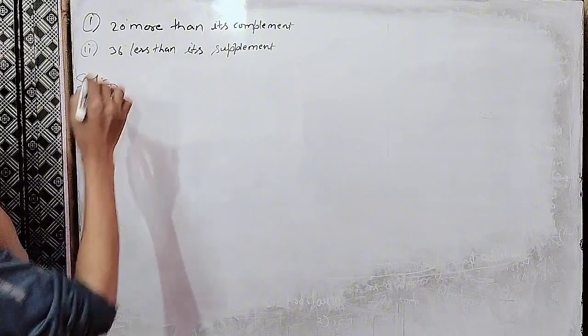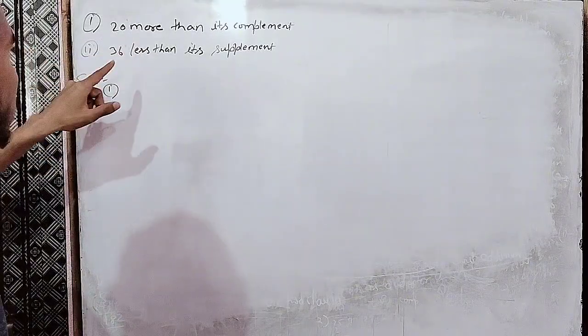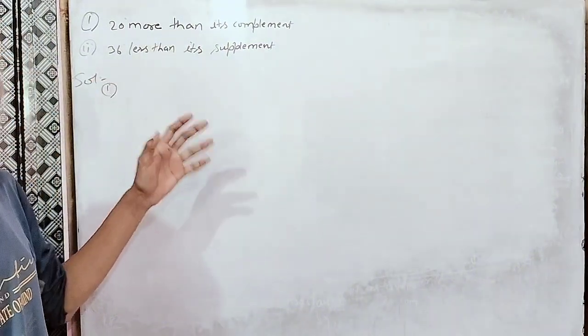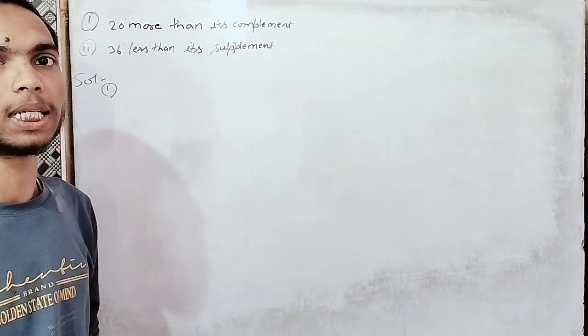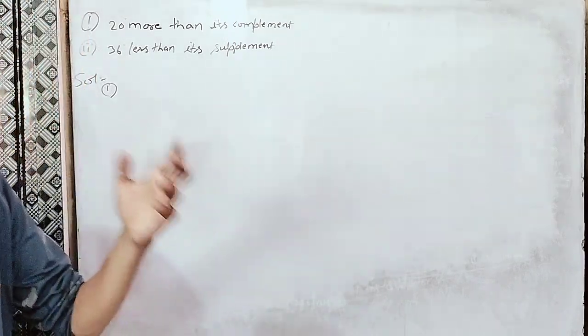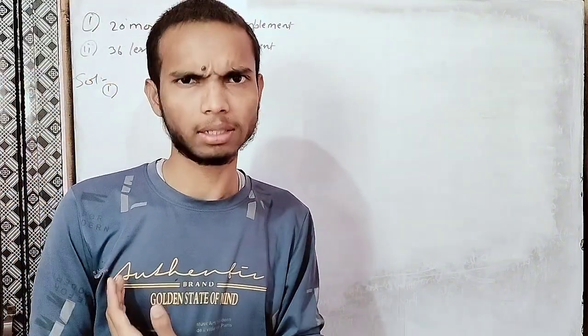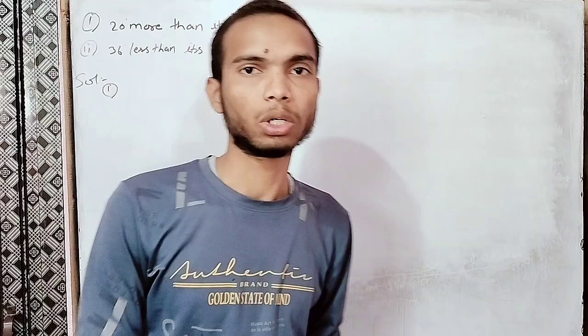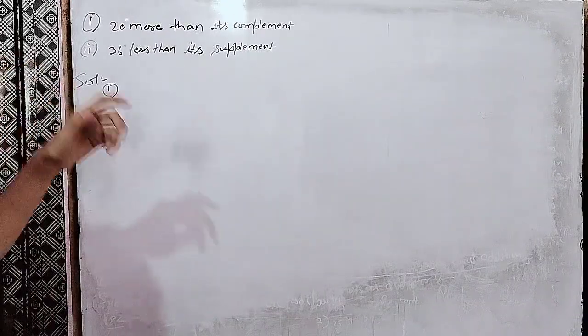Okay, so first question. Just read carefully. The first statement: we have an angle which is 20 more than its complement. Complement means 90. To find a complement, we do 90 minus x. Then we get the value of the second angle. That's how we find a complement angle.